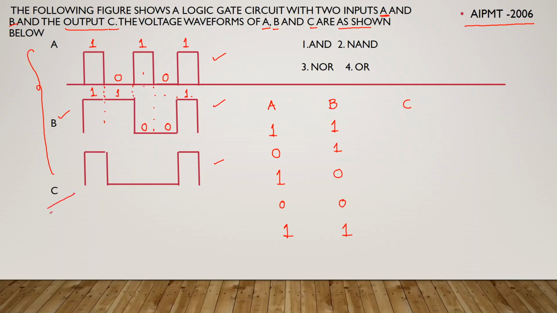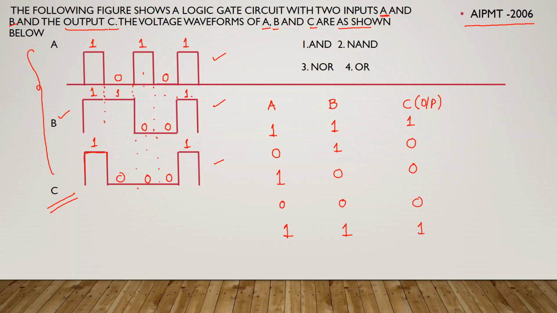Now let us see the output waveform. The first is a high signal, so it represents 1. Then this is a low signal, 0. Again here also 0, a low signal. And again here 0, also a low signal. Again we have a high signal, it is 1. So C represents the output, and the output signals are 1, 0, 0, 0, 1.